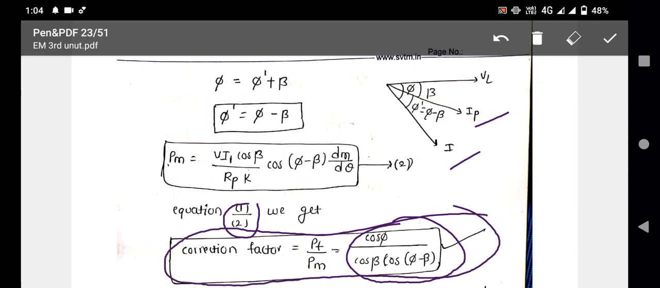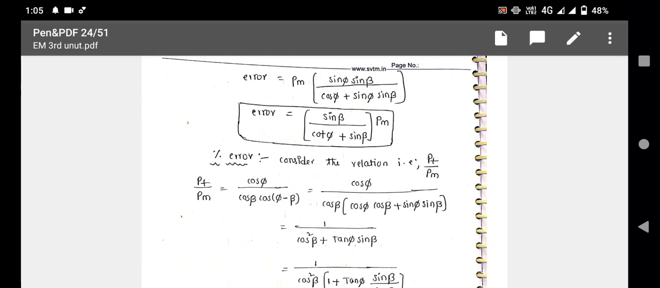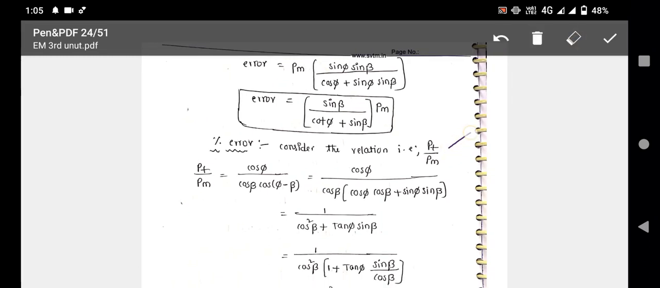Derivation of this is also important. Based on this topic, a question may be expected. The error is the relation between true power and measured power. True power versus measured power is known as the ratio of error, cos phi by cos beta cos(phi minus beta).